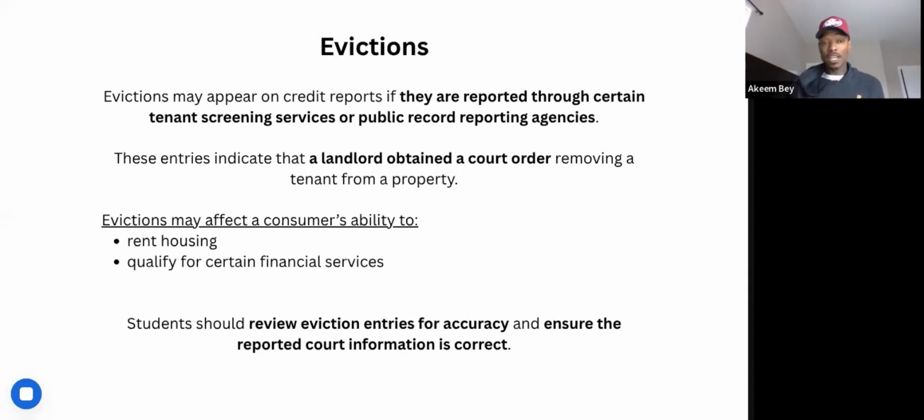So when it comes to evictions, like I said, telecom, medical debt, and stuff like that, they may appear on your credit report if they are reported through certain tenant screening services or public record reporting agencies like LexisNexis, for example, or PACER. These entries indicate that a landlord obtained a court order to remove that tenant from the property. Evictions may affect your ability to rent housing or qualify for other financial services. So you should review eviction entries for accuracy and ensure that the reported court information is correct.